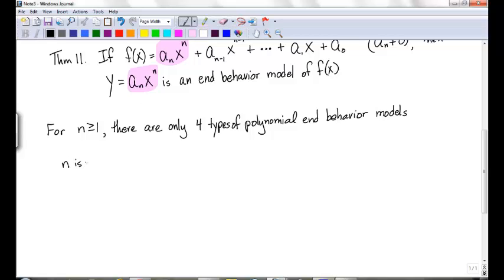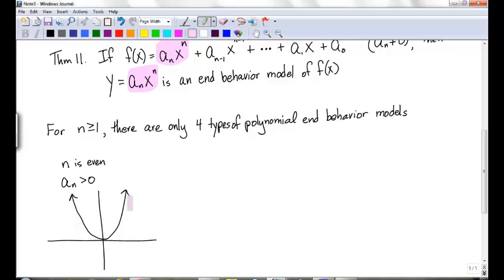If n is even, like 2, 4, 6, 8, and your a sub n is greater than 0, you're going to get a graph that opens up. Because it's going to be like y equals x squared, y equals x to the 4th, y equals x to the 6th. It's going to be something like this. That's just a rough sketch. If it's x to the 4th, it's actually going to open up a little flatter down here at the bottom. And you can try it on your calculator if you just go in and graph y equals x squared, y equals x to the 4th.